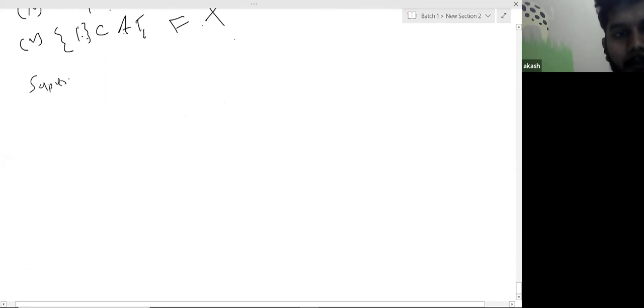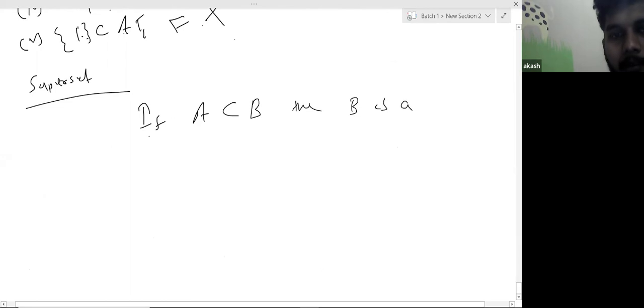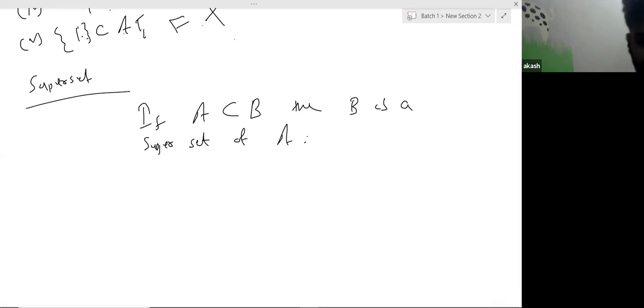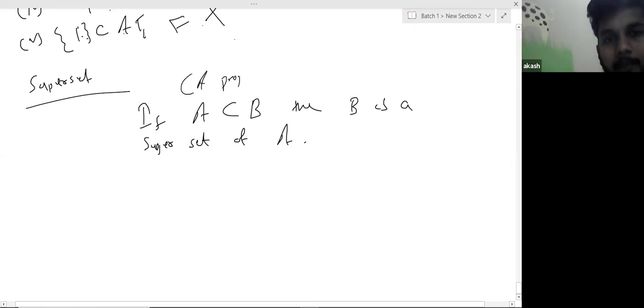Superset. If A is a subset of B, right, proper subset, then B is a superset of A. Okay, write it down. Right, you can write down A proper subset.